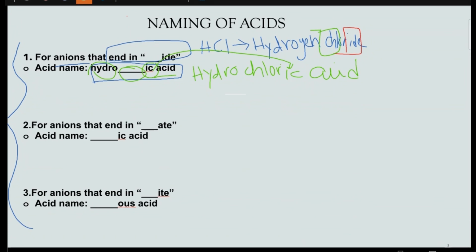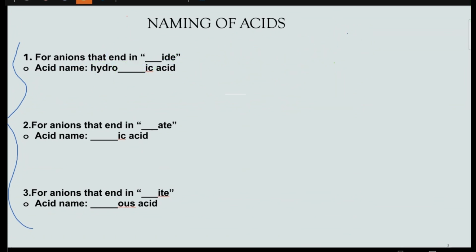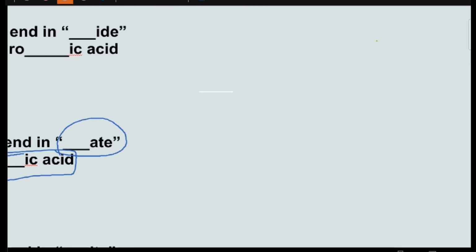Now let's discuss the second rule. If the name of an anion ends with ATE, then the name of the acid will be the first part of the name of the anion with ic added to it, and acid. Let's have a look at an example to make things easier.